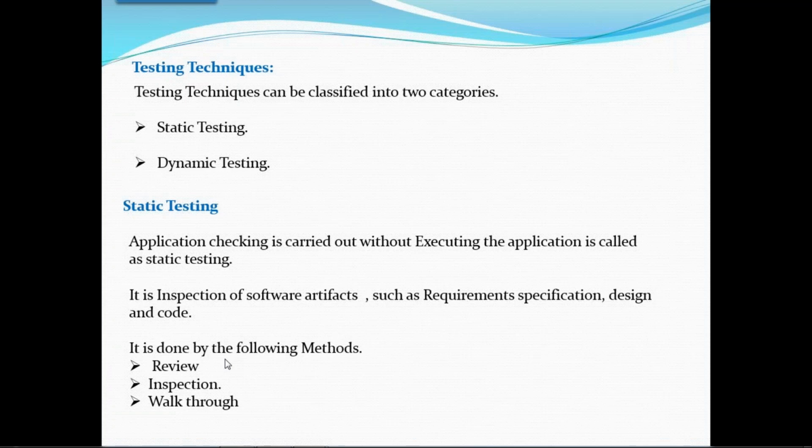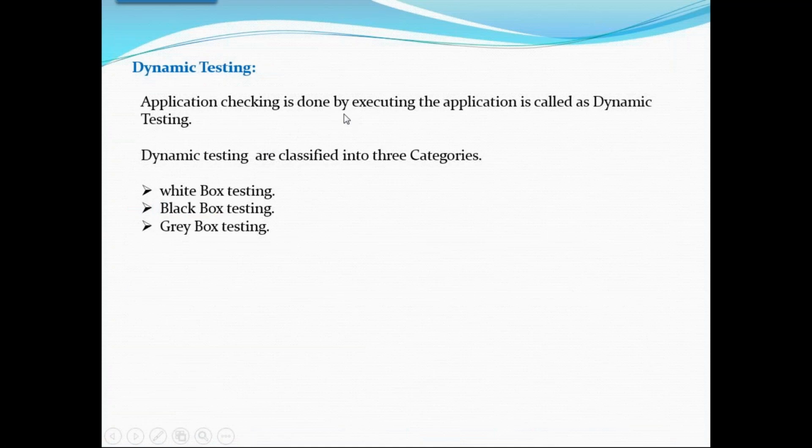Okay, coming to dynamic testing. What is the meaning of dynamic testing? See, it is done by executing the application. Dynamic means you need to give the input and check the output. So what are the examples? White box testing and black box testing, and one more box, guys, the gray box. What is the meaning of gray box? The combination of white and black is called gray box.